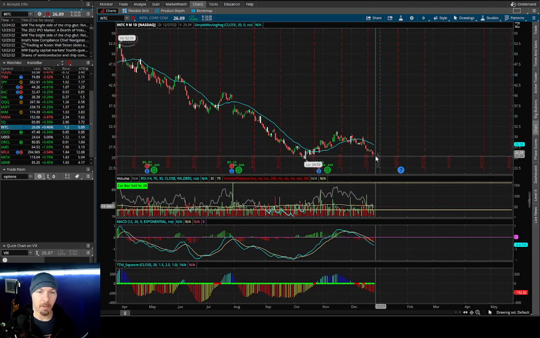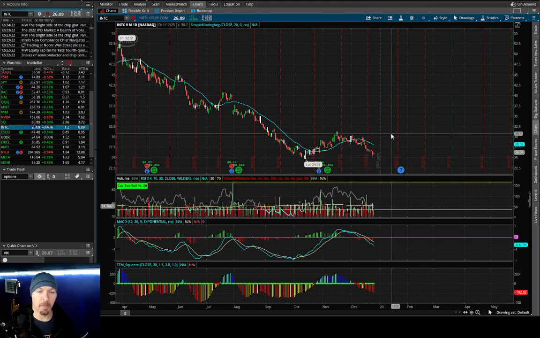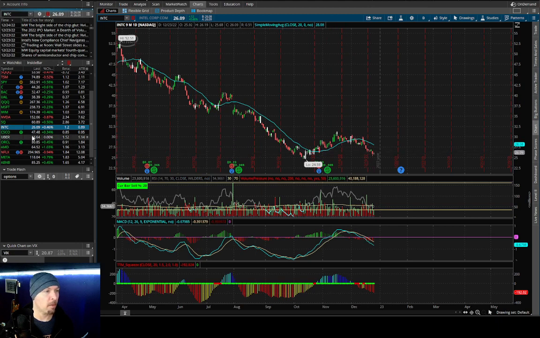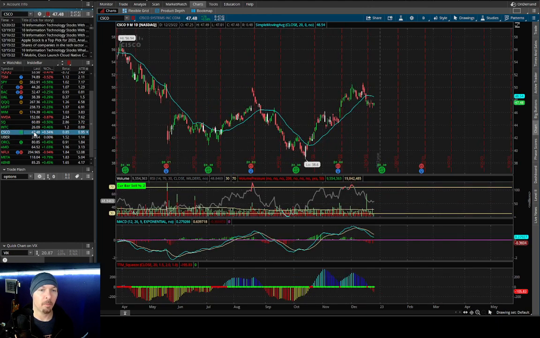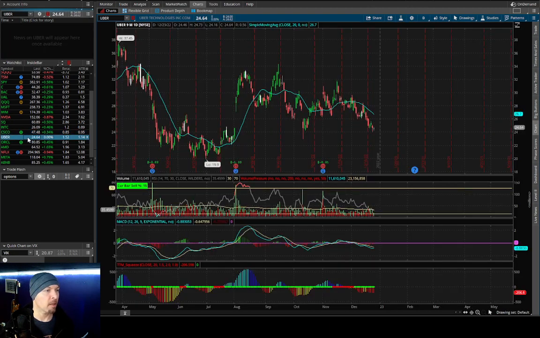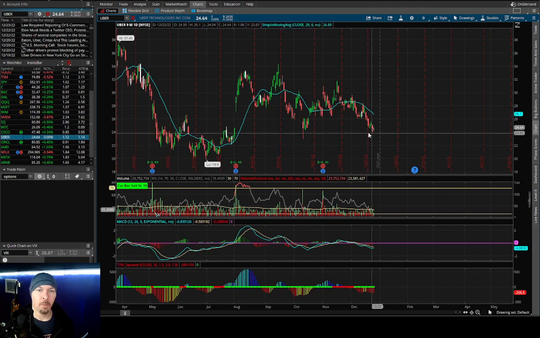They don't know what they're going to do here. They look like maybe they want to do a double bottom, and then I might be interested to the upside. So I'm going to let that one brew a little bit more. Cisco, they've been moving pretty slow. They got a low beta, about a 2% move per day. I don't love the setup. We're going to keep going. Uber.